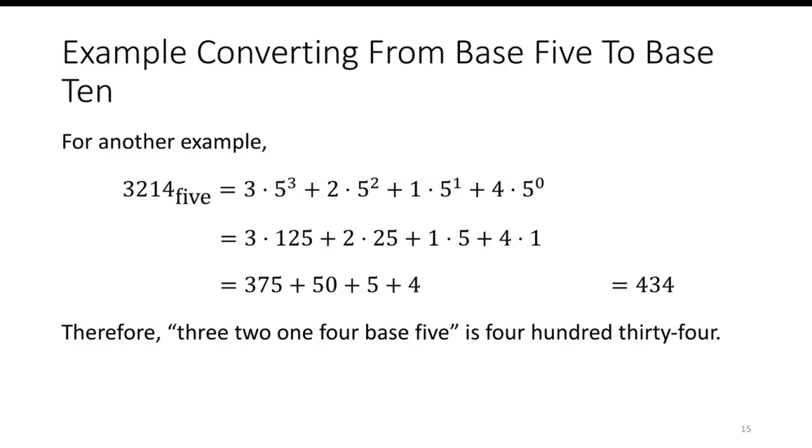That's 3 times 125 plus 2 times 25 plus 1 times 5 plus 4 times 1. Do the multiplication. That's 375 plus 50 plus 5 plus 4. That comes out to be 434. So therefore, this 3214 base 5 is 434.